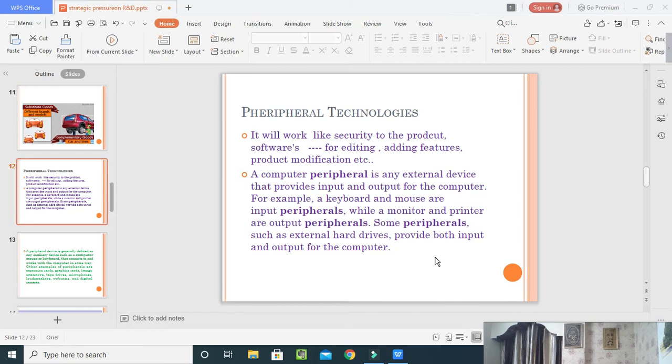Whatever the inputs or outputs are, you people are aware of that. For example, a keyboard and mouse are the input peripherals, while a monitor and the printer are output peripherals. Simple one. Some peripherals, such as external hard drives, provide both input and output for the computer. So you people have understood, I hope so.